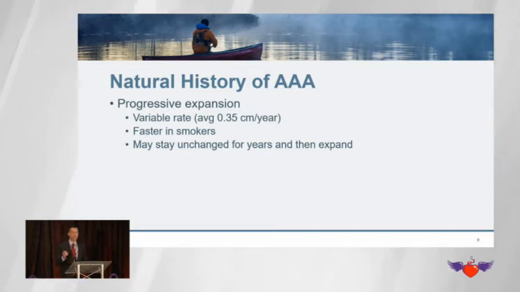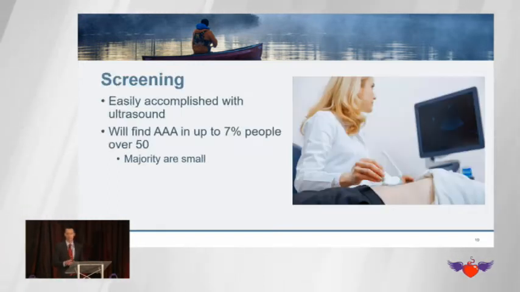It is faster in smokers as well. So when we follow patients with aneurysms of the aorta, they may stay the same size for years, and then one day all of a sudden they just start to grow. So that's why once we identify one, we'd like to keep on top of it. And so how do we do that?